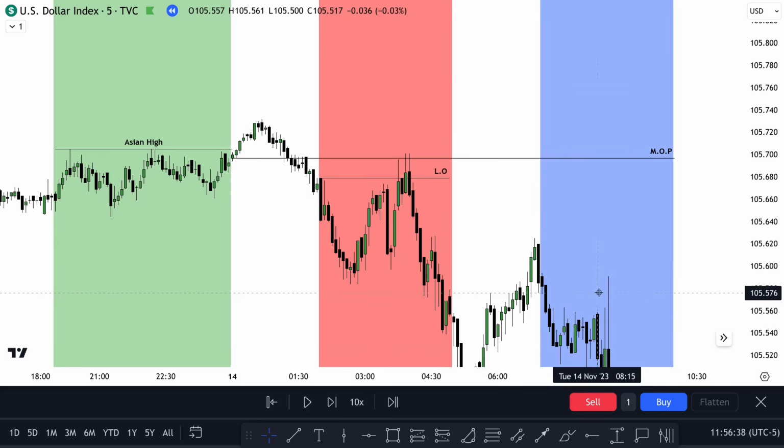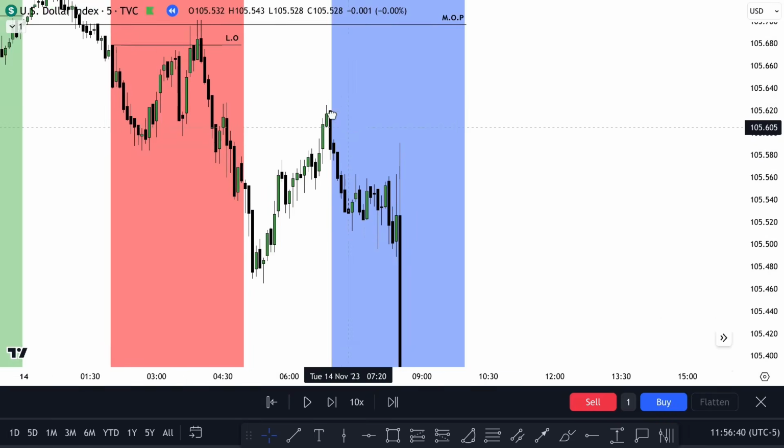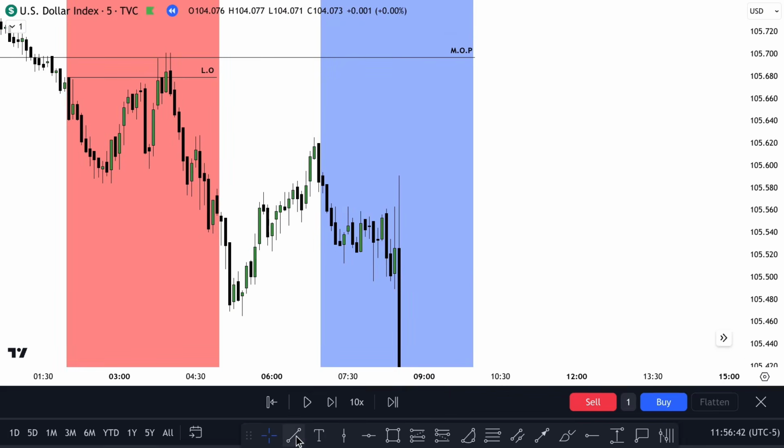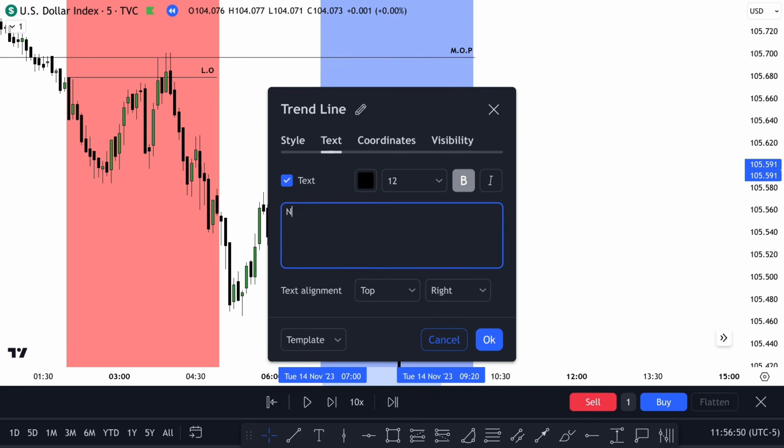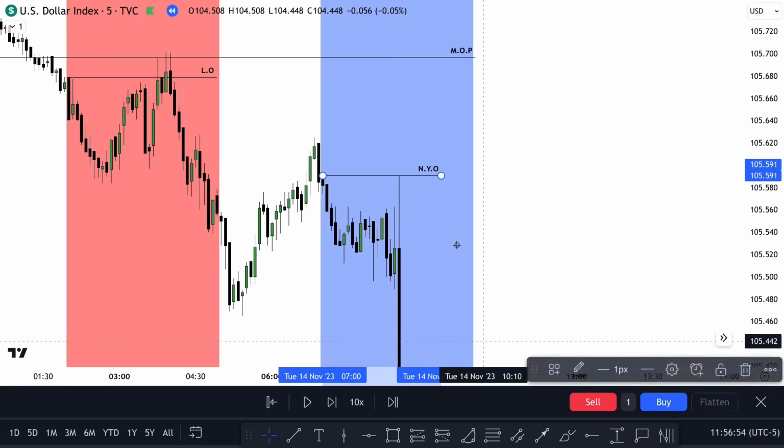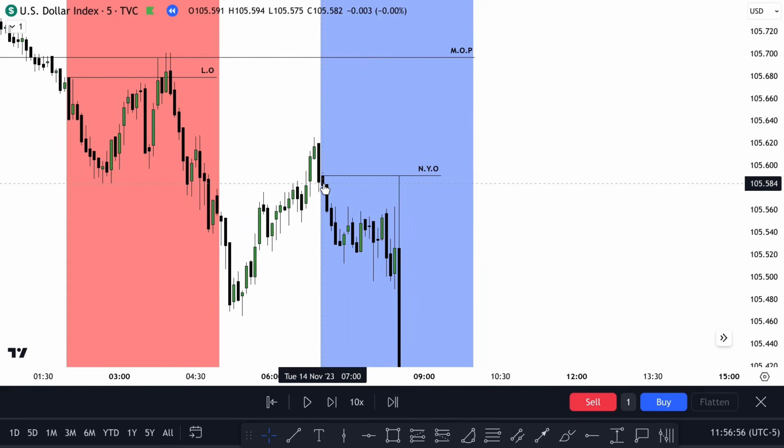Let's see what happens during the New York session. You can see during the New York session, we have the opening price here. We can see that price comes back exactly at the open, and we'll double check to see what that high and open is. This is the New York open. We can see the opening price here. We can see it's at 105.59, and we can see the high of this candle is at 105.59 as well. So exactly on the pip, hits it, and then sells off.